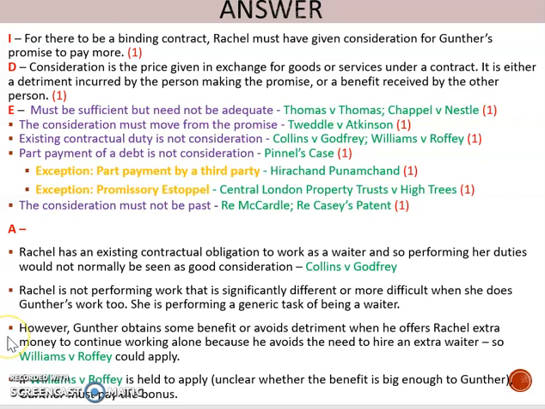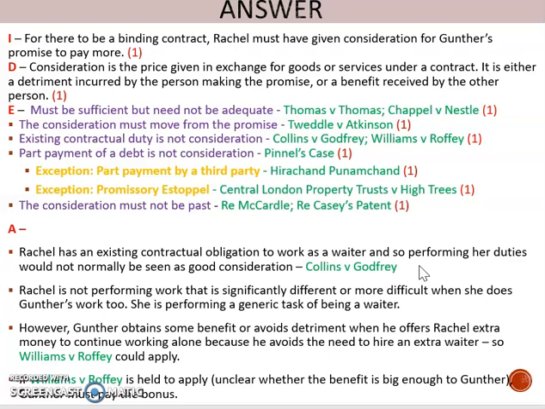Look at my application then. I've pulled out what's really relevant to this scenario. So I've identified that Rachel has an existing contractual obligation to work as a waiter or waitress, and so performing her duties wouldn't normally be seen as good consideration, Collins and Godfrey. So in other words, she's already contractually obligated to be a waiter.